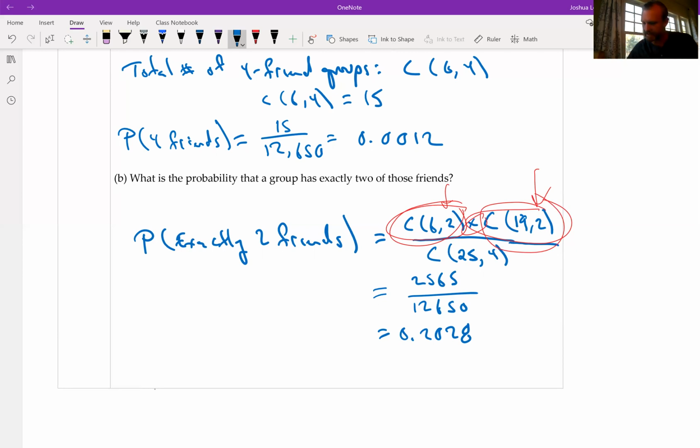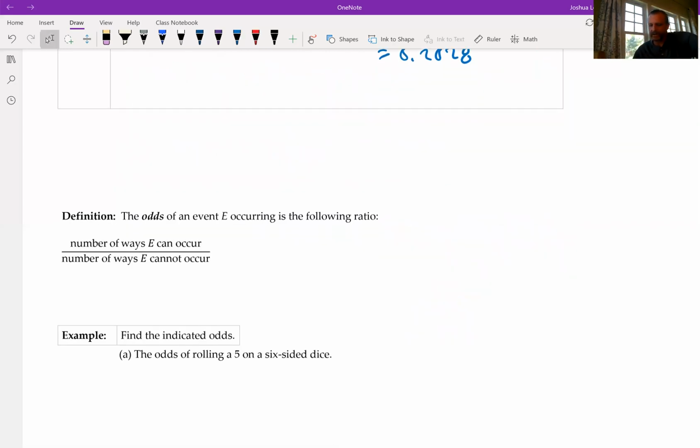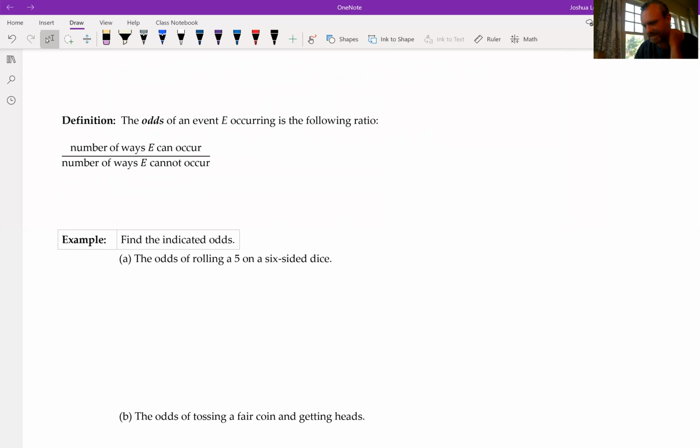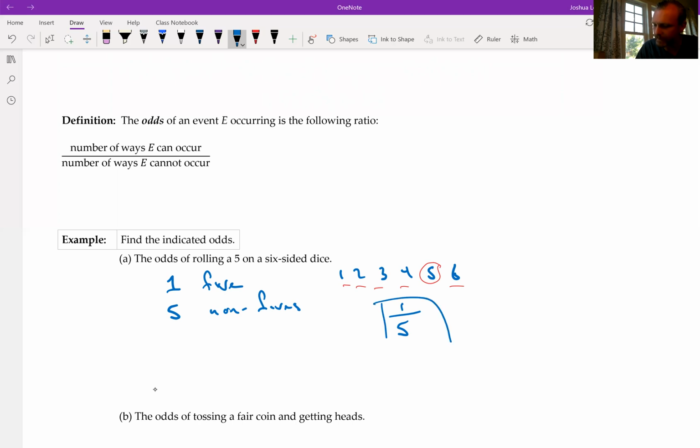All right, next, let's talk about odds. So the odds of an event occurring is the following ratio: the number of ways that the event can occur over the number of ways it cannot occur. Okay, so it's related to probability, but you're looking at favorable to unfavorable. So the odds of rolling a 5 on a 6-sided die. Well, there is 1 five, and there are 5 non-5s, right? You've got 1, 2, 3, 4, 5, 6. Here's the 1 five, and here are the numbers that are not 5. And so the odds are 1 to 5. Notice that numerator plus denominator is the size of the sample space.